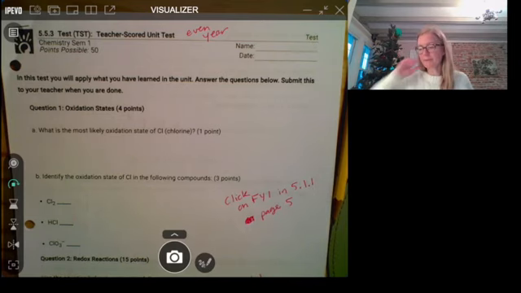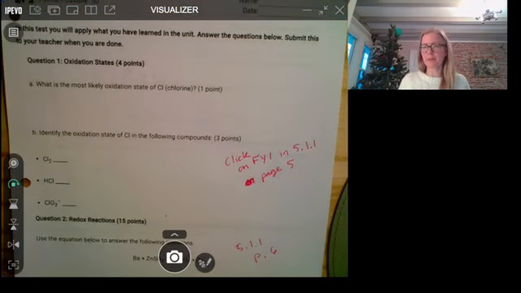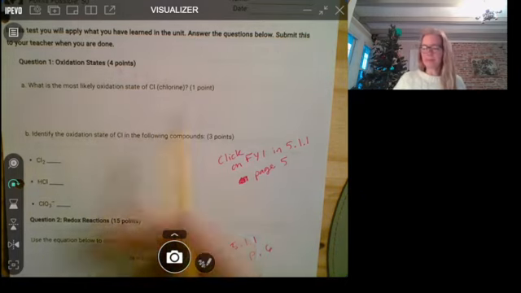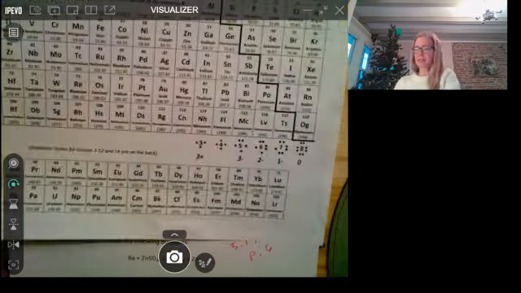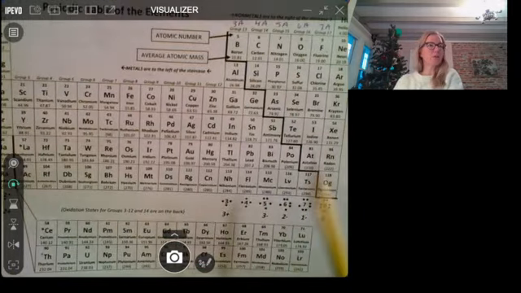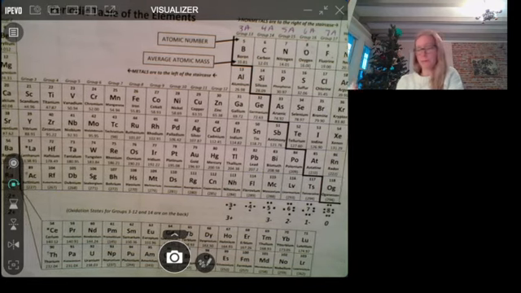I'm here to talk about the 5.5.3 test at the end of Unit 5. I'm just going to give you some hints, and I'm going to omit one of the questions as well. So what is the most likely oxidation state of chlorine? The most likely oxidation state is what we see at the bottom of each group on the periodic table. It's the charge that atom is most likely to have when it forms a bond.